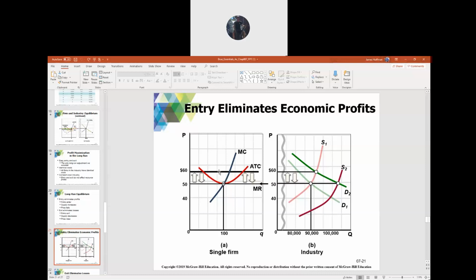Okay, in the long run, what happened is just more. See, the only change is the price is the same from this point to this point, but what happened is there's a lot more quantity. So supply went up and demand went up.